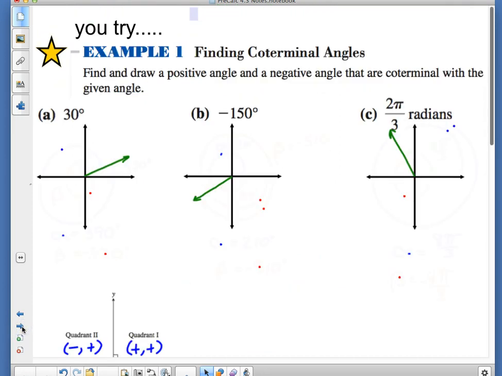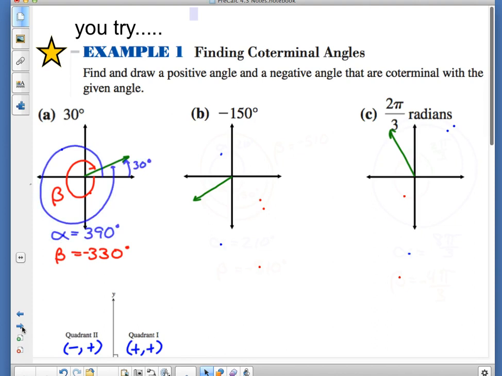Finding coterminals. Okay. I just want the positive and the negative version coterminal. So I've got this going on. If I'm going to go negative from here, going around, if I do the negative version, I've got that going on. And beta's -330. So 360 minus 30 will give me my negative coterminal. Okay. And then I can talk about this. If I want to go one more revolution, I can go 30 plus 360 gives me 390.